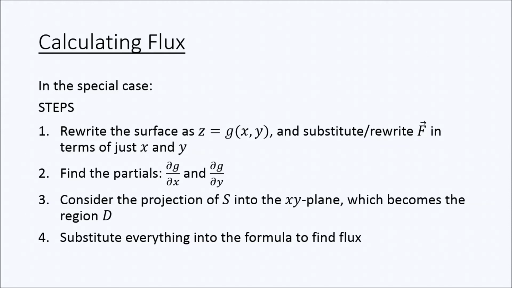And so with flux, the first step is to just parameterize. Again, I want to rewrite my surface as z equals g of x, y if I can. And that gives me my parameterization. Then I can substitute that parameterization to rewrite my vector field F in terms of just my two variables. And once I do that, most of the work is done. A lot of this is just figuring out how I can parameterize to write the entire problem in terms of two variables. And once I have those two variables, then it's really just using that formula for flux.